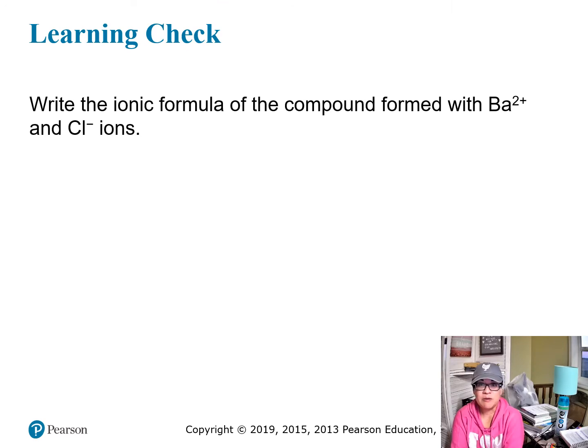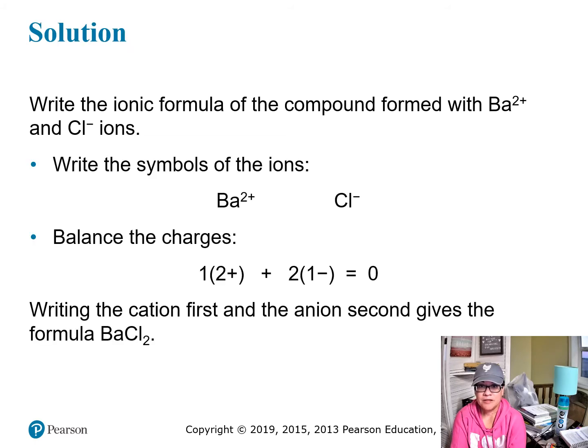Let's see if we can do this with barium 2+ and Cl-. Pause the video and try to write the formula for this. So these are your symbols, and barium has a 2+ charge, chlorine has a 1- charge, so this is what your formula would be.